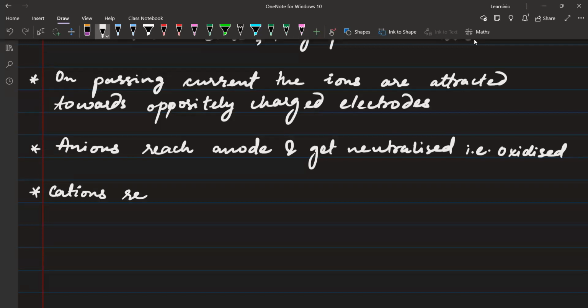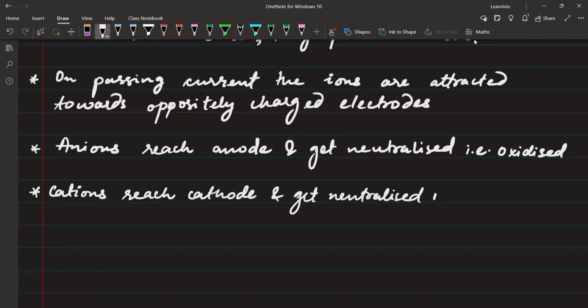Cations reach cathode and get neutralized. That is reduced.